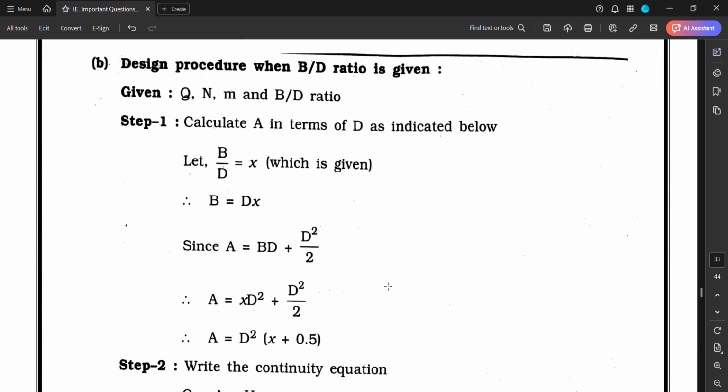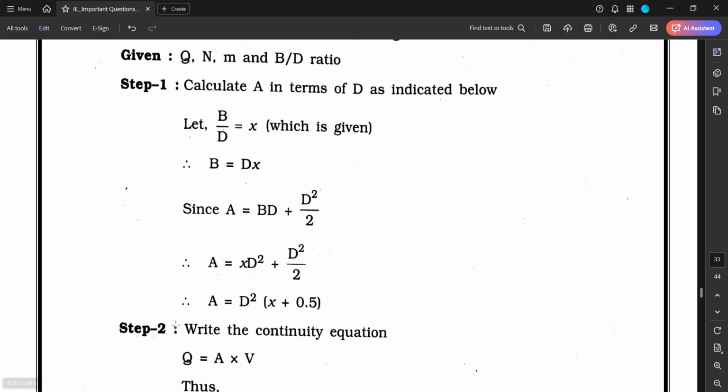Now, second is the design procedure when the B by D ratio is given. Given data will be Q, N, m and the B by D ratio. First, calculate the area A in terms of D as indicated below. B by D is equal to some value, say X. So B = D × X. Since A = BD + D²/2, we can put the value of B here, and by simplifying we get the area A = D²(X + 0.5).